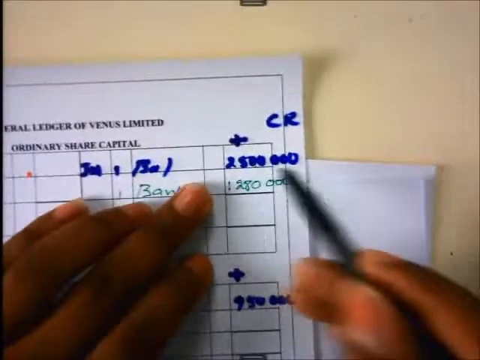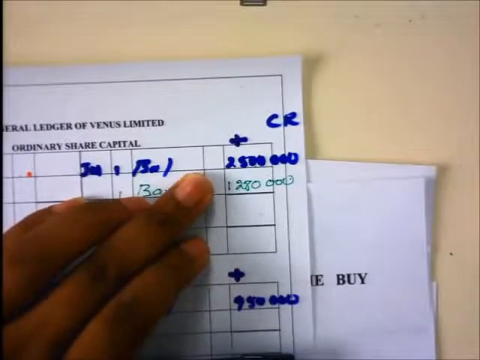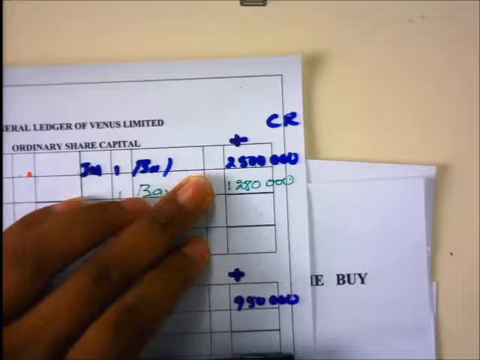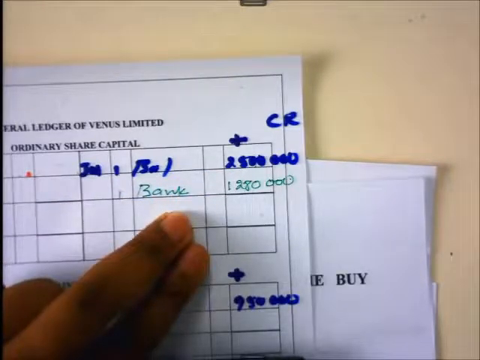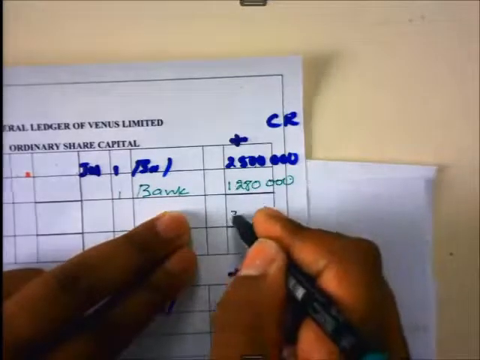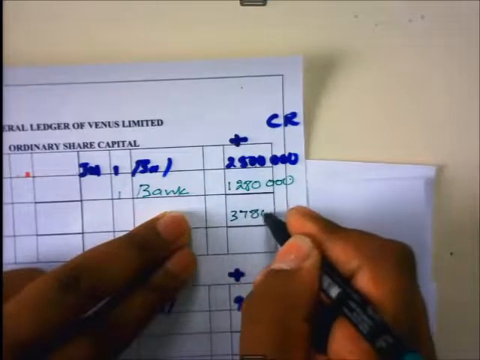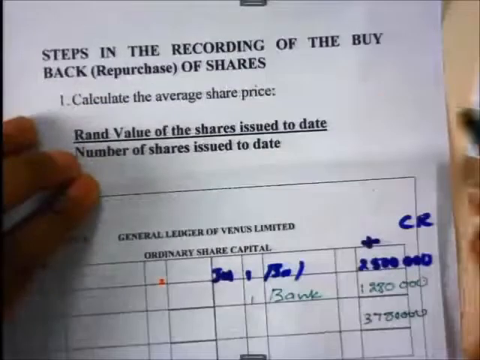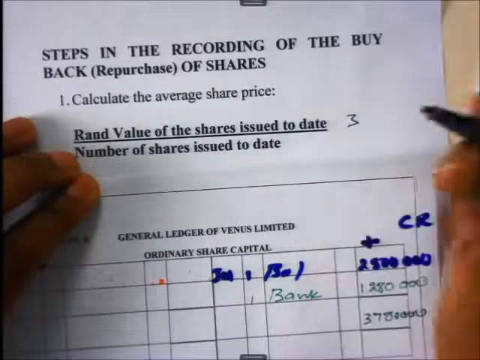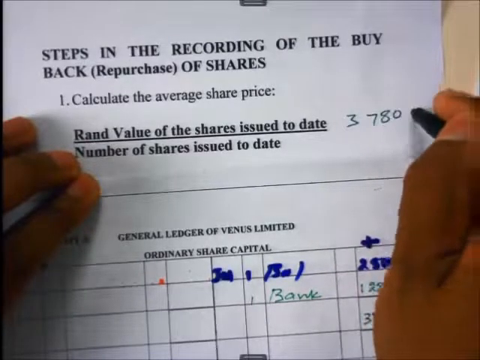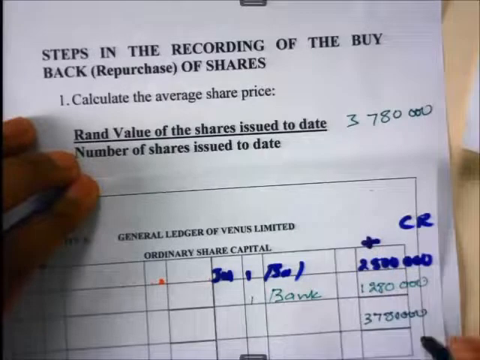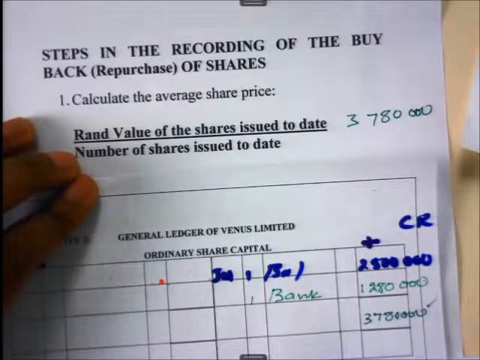Ordinary share capital at the beginning, we had 2,500,000 rand, plus we issued further shares for the value of 1,280,000. Therefore, it means now it is 3,780,000. Now, we know the value of the shares that were issued to date is 3,780,000. And where did I get this information? I got it from my ordinary share capital account.